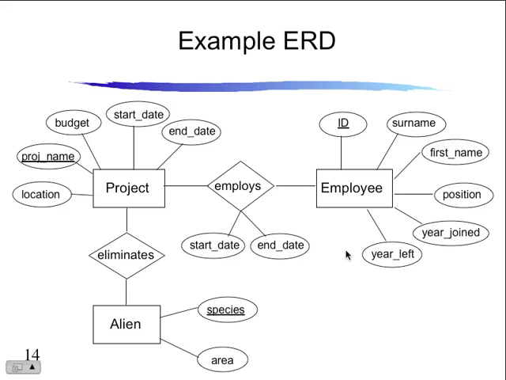And here's an example of an entity relationship diagram. This is more along the lines of the level that you'll be putting together for your project, where we have, again, the same concept: a project that employs employees, and the project eliminates aliens. It's Ghostbusters. So you guys heard of Ghostbusters?